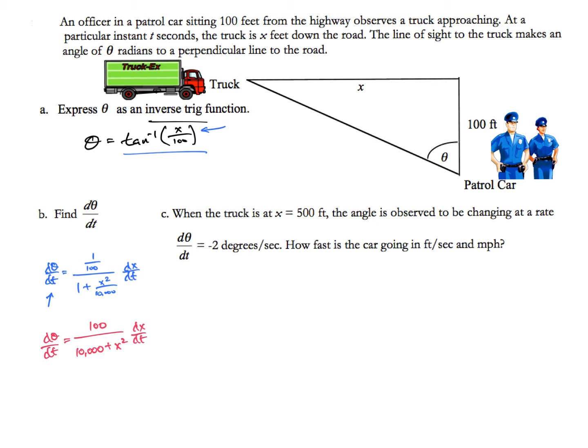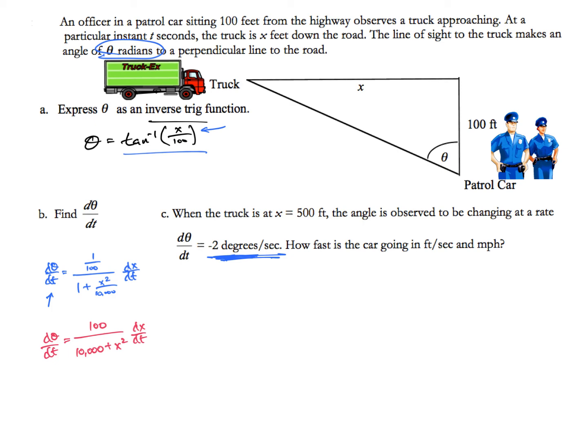All right, so then let's look at part C, and Gunner's going to read that part. When the truck is at x equals 500 feet, the angle is observed to be changing at a rate d theta dt equals negative 2 degrees per second. How fast is the car going in feet per second and miles per hour? All right, first of all, I think this problem's slightly rude because it gives you in what? Degrees per second. What is the measure of angle in? Radians.